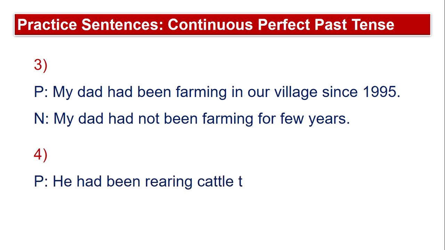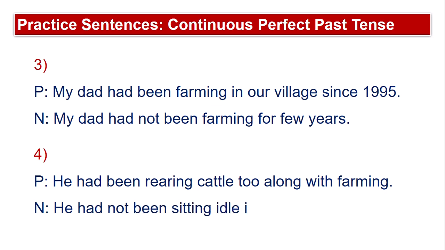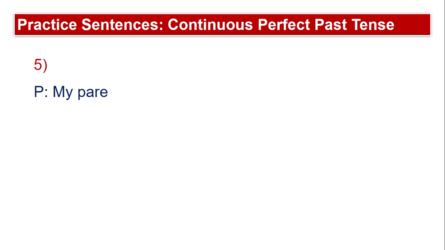He had been rearing cattle too, along with farming. He had not been sitting idle in free time. So here we talk about another activity, a side business we can say. He had been rearing cattle too, that means also. So he would not sit idle apart from farming. So he had not been sitting idle in free time. So that is the cohesiveness between positive and negative.